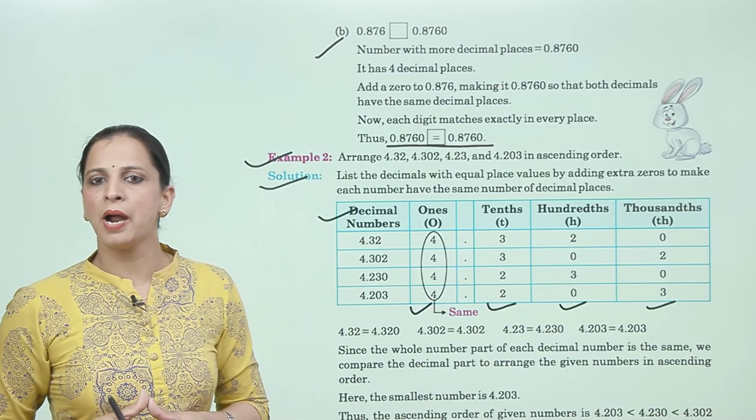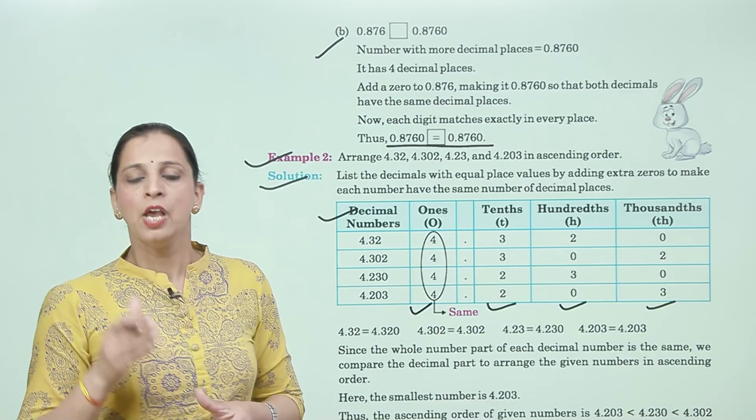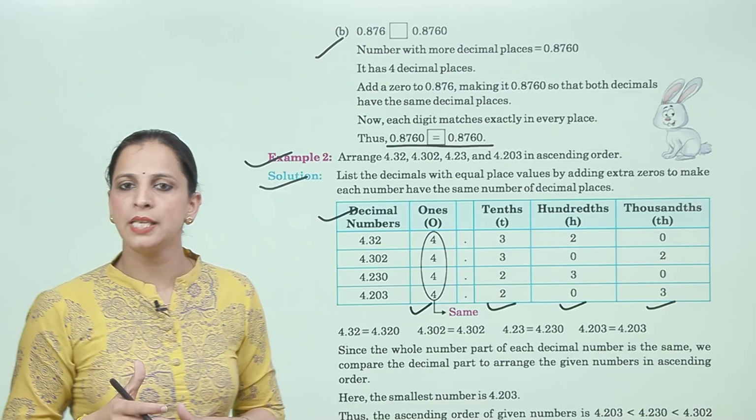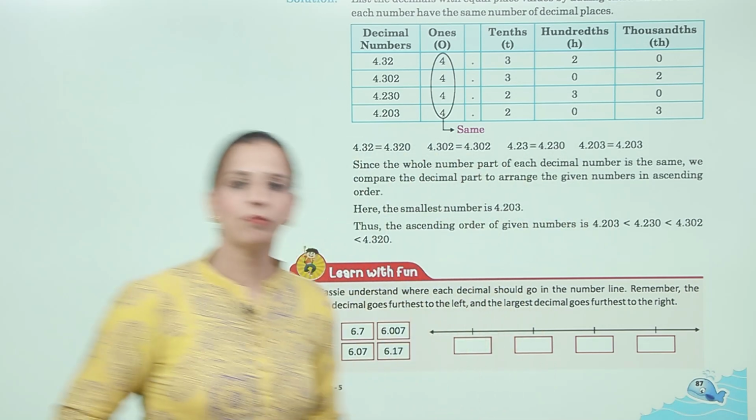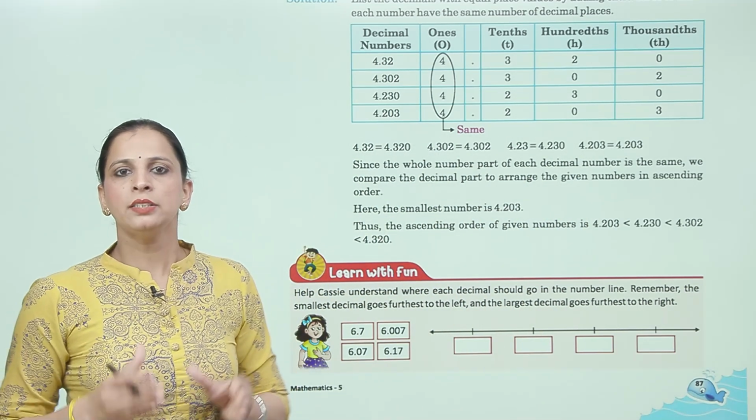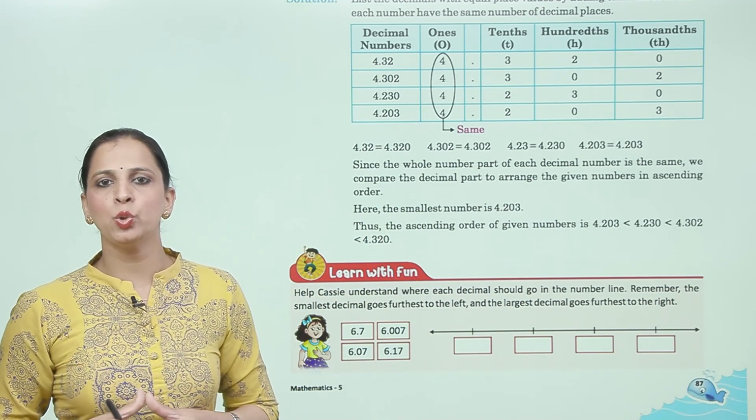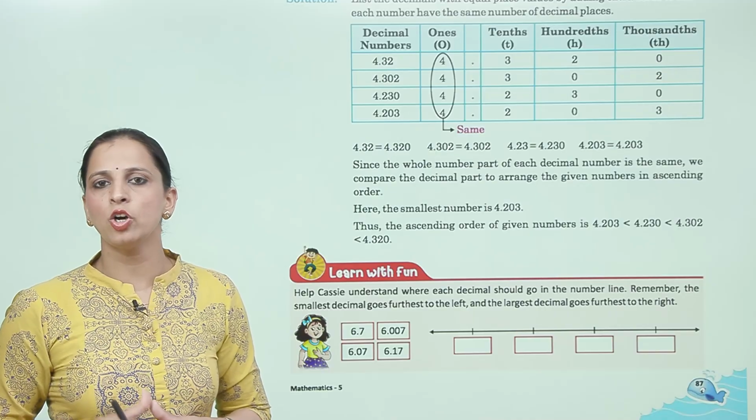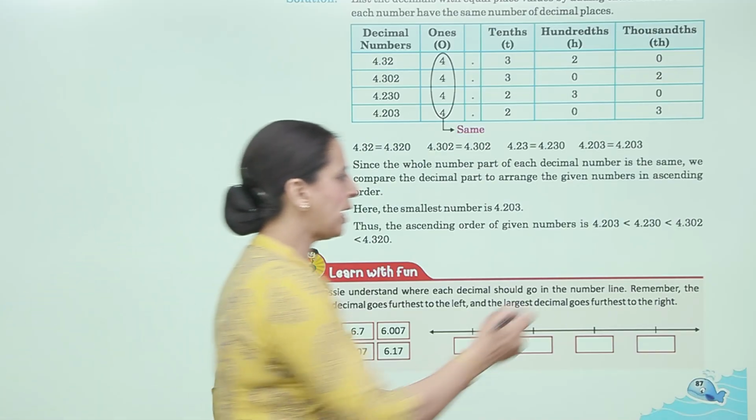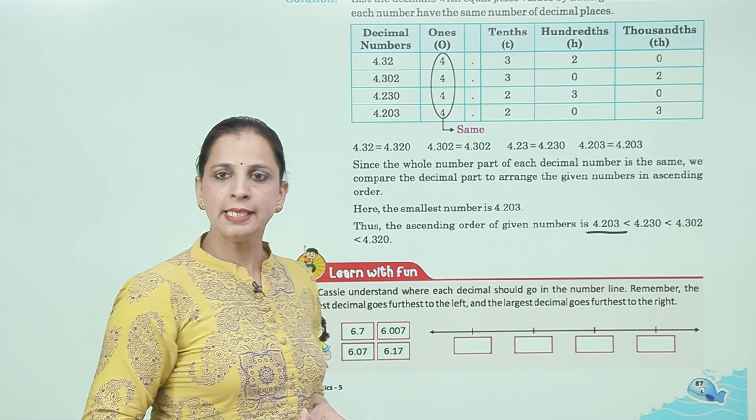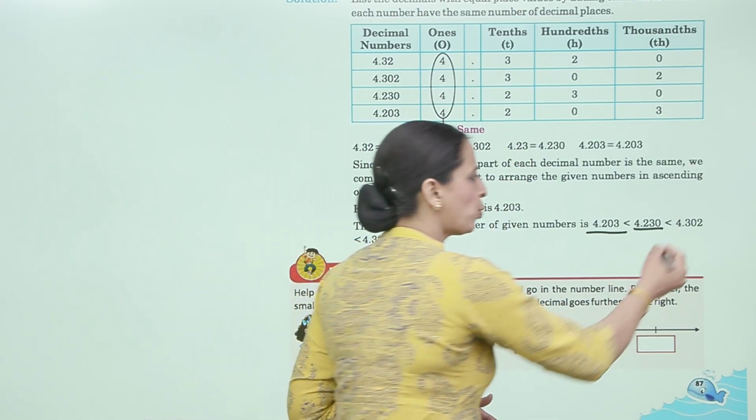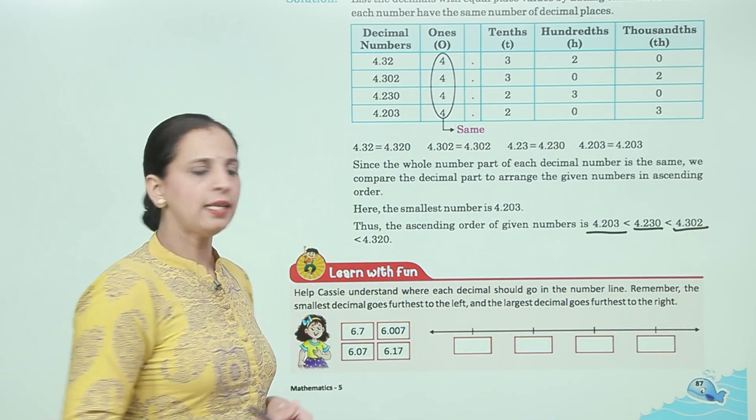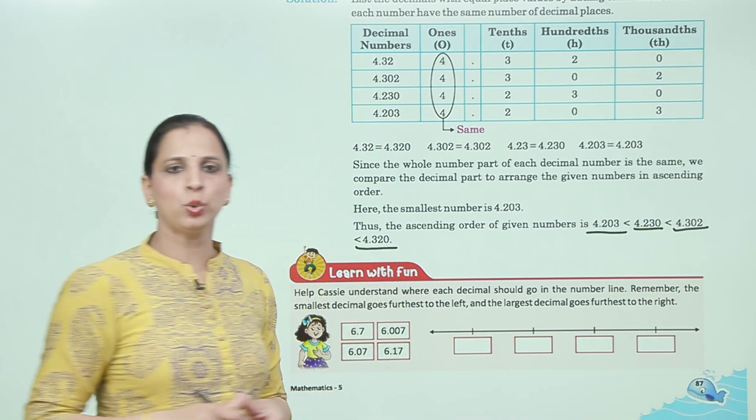Since the whole number part of each decimal number is the same, we compare the decimal part to arrange the given numbers in ascending order. Here the smallest number is 4.203. Thus the ascending order of the given numbers is 4.203 is less than 4.230, is less than 4.302 and is less than 4.320.